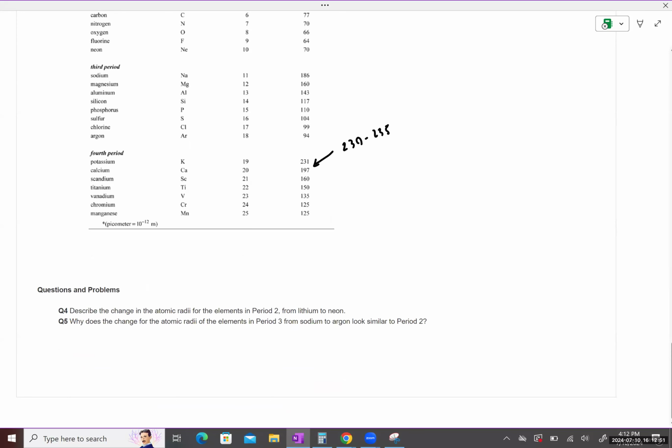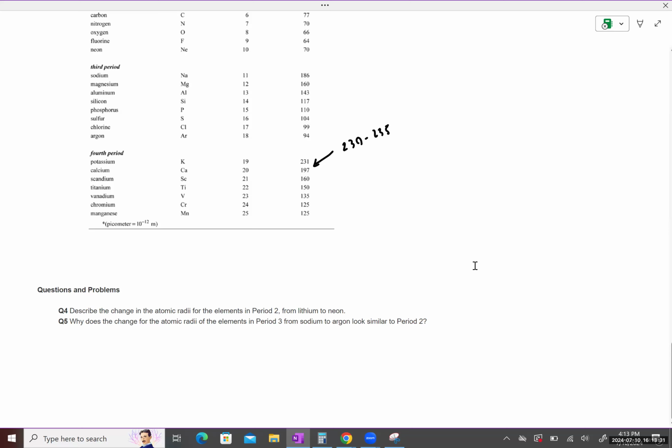In this case, we're asked to describe the change in atomic radii for elements in period 2 from lithium to neon, and then answer why the change for the atomic radii of elements in period 3 from sodium to argon looks similar to period 2. For that, I would encourage you to take a look at the number of valence electrons found in the row 2 and row 3 elements and see if you notice a trend. I would encourage you to reference the pre-lab readings as well as the course Canvas page for experiment 7 to help you answer questions 4 and 5.